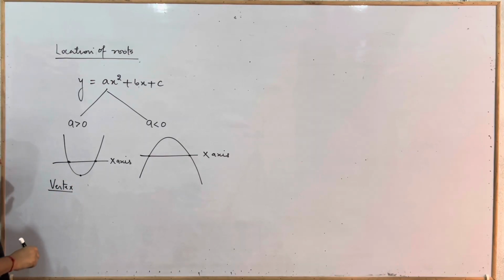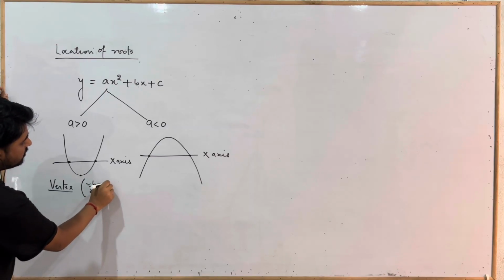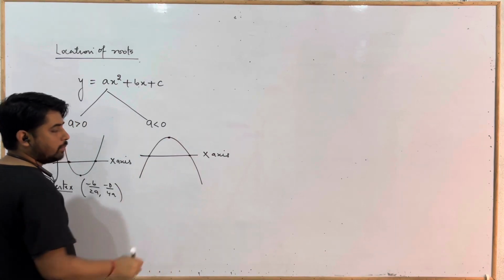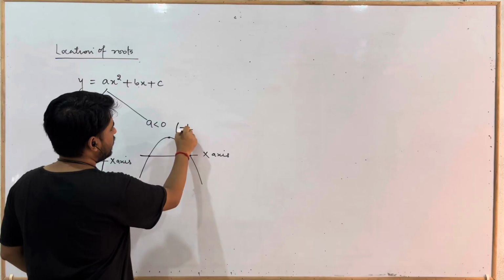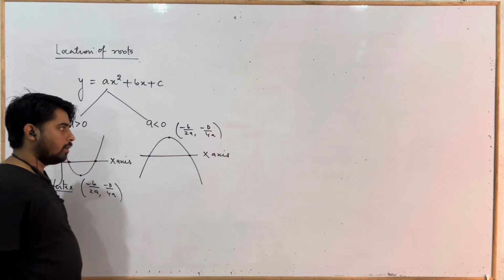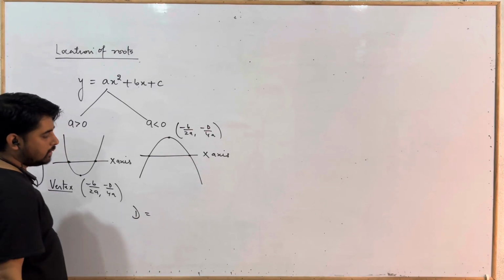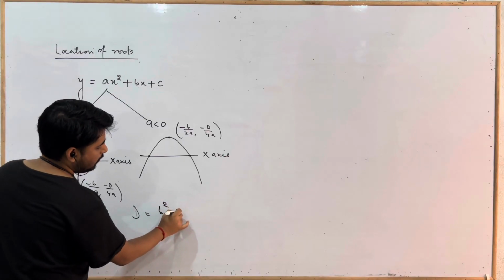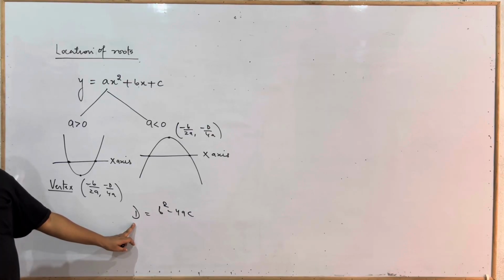The coordinate of this vertex is minus b by 2a comma minus d by 4a, and this is the topmost point of this graph. So the coordinate of this point is minus b by 2a comma minus d by 4a. Again, one thing, here is the d. What is the meaning of d? D is basically the discriminant, that is b square minus 4ac, and this gives us the nature of the roots.